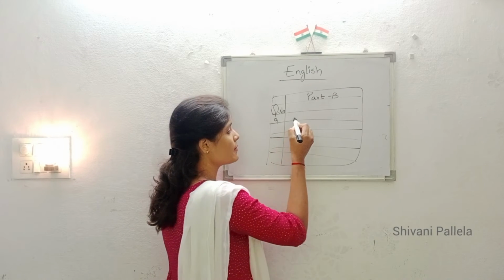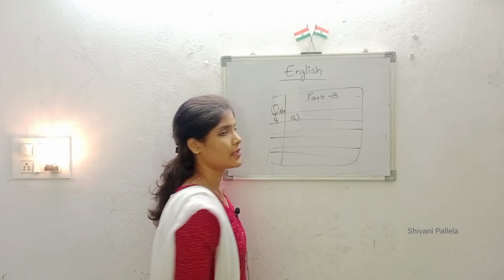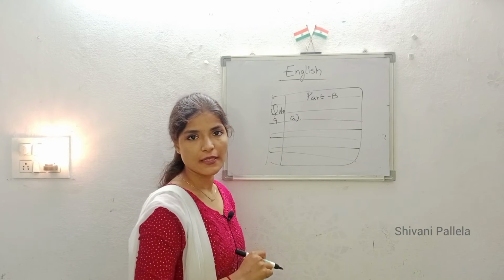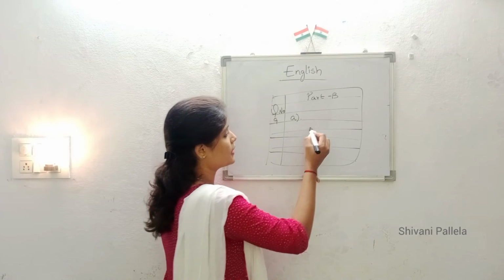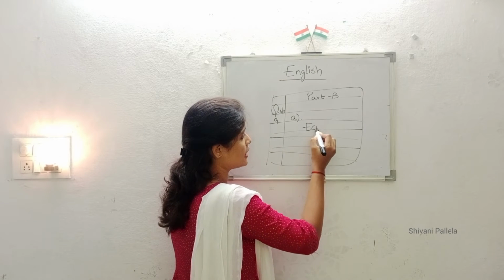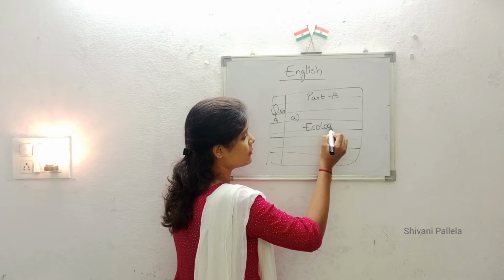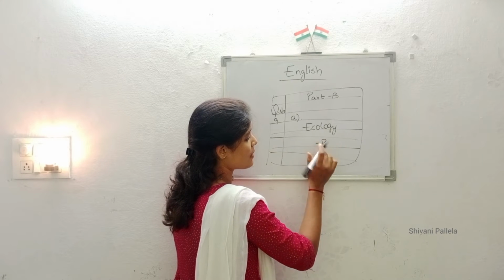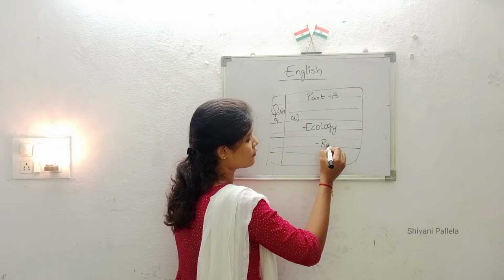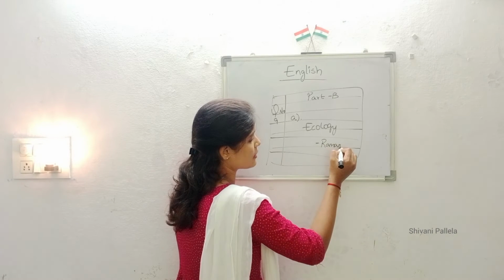If you are attempting A, write like this. Ninth question is from ecology. By reading the question you will get to know that the lesson is from ecology. Like this you need to write ecology in the middle. Here you write Ramanujan. Who is the author of that? Ramanujan.